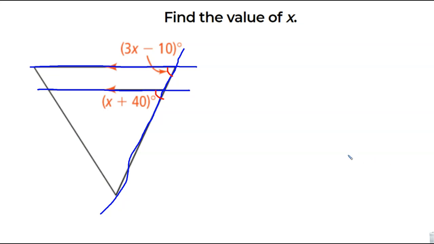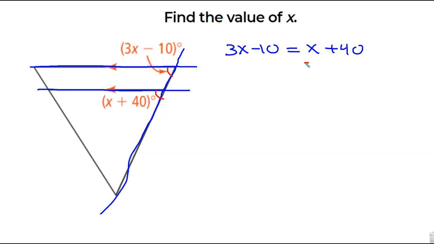Okay, so in this case here, we can set these two expressions equal. We can say that 3x minus 10 is equal to x plus 40. And then we can solve the equation for x and figure out what the angles are if we need to. But the big thing with this question is setting up the equation, and I can set these two equal to each other because, again, corresponding angles are equal when the lines are parallel.